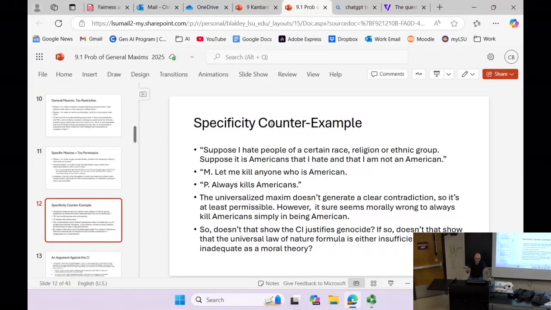Here's another one. Again, showing that you could come up with a maxim that would pass the test, but that we would say this is a morally wrong conclusion, right?